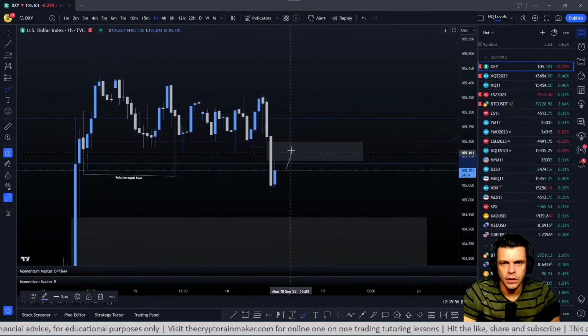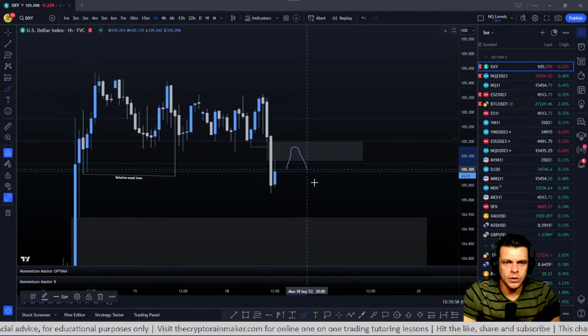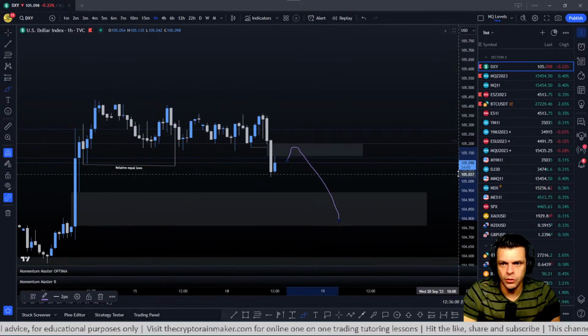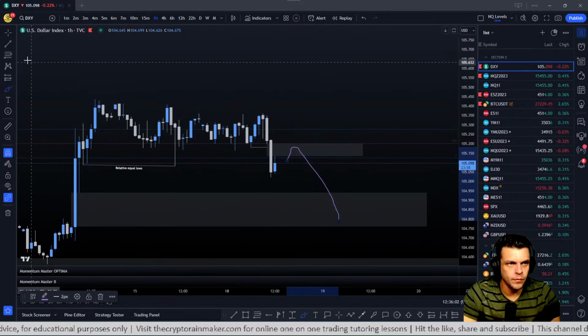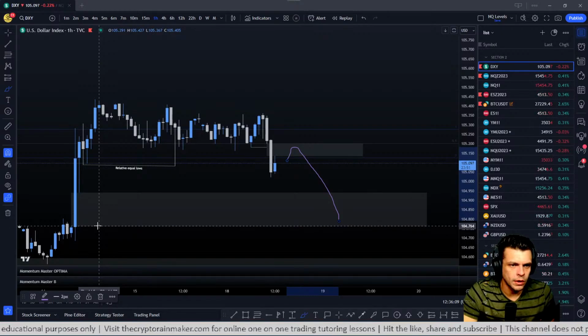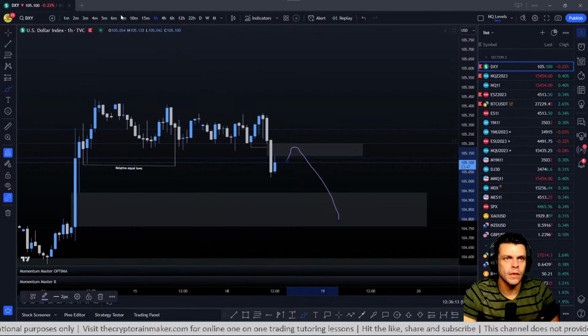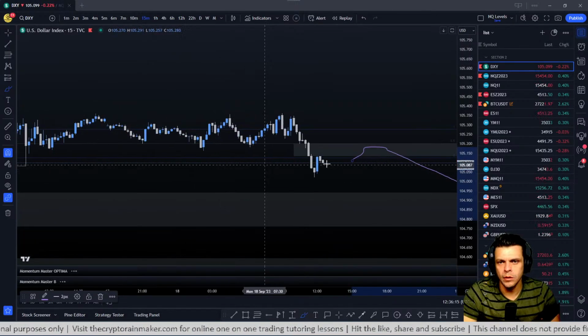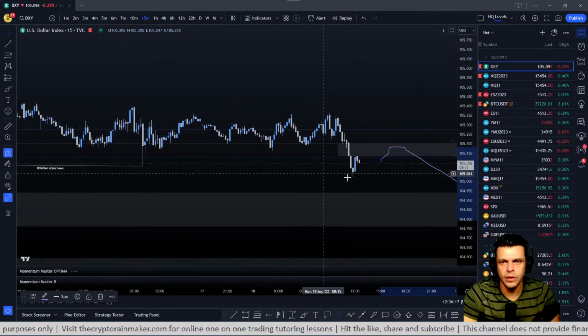Then we could see a move back to reprice and then get the move back down into this fair value gap. The high end of the fair value gap is at 104.940 with the lower end at 104.761. So look at that imbalance on the 15 minute.